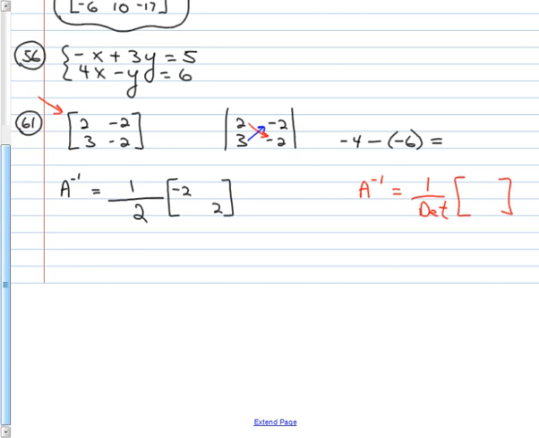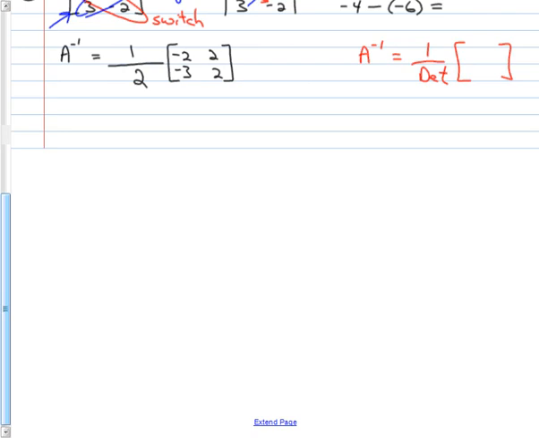Now we've changed places. I know it looks like we just changed the signs, but we actually changed the positions of those numbers. And then on this diagonal, you do change the signs. So the 3 becomes a negative 3, and that negative 2 becomes a positive 2. So for this diagonal, you switch them. So there are some things to study and memorize. That diagonal, you switch them. This diagonal, you change the signs. And now we do our math, and that is the inverse. So I'm multiplying everything by 1/2.